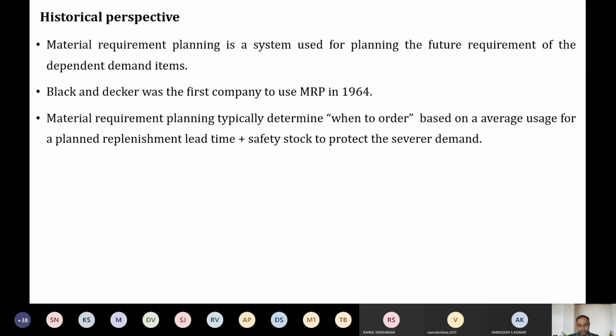I'll ask you a general question. Imagine you want to have 5 notebooks. Please answer this question; you can unmute yourself and answer. You want 5 notebooks for this semester, and you find that there are already 2 notebooks left with you, unused from the last semester. So how many notebooks will you buy?